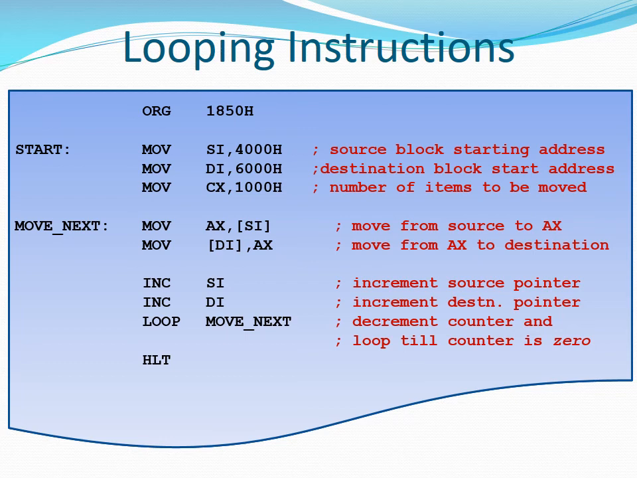In this case, the loop instruction decrements the counter register and then causes branching to the label move next if the counter register is not 0. By the time the counter register is decremented to 0, all the 1000 H items in the source block would have been copied to the destination block.